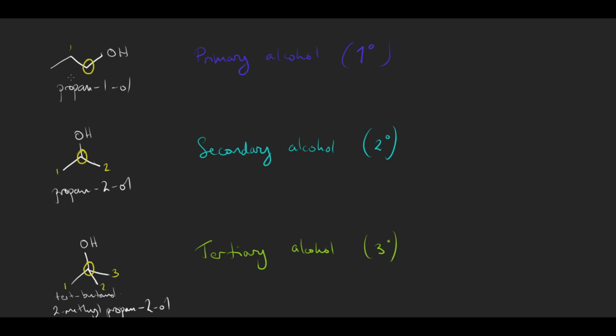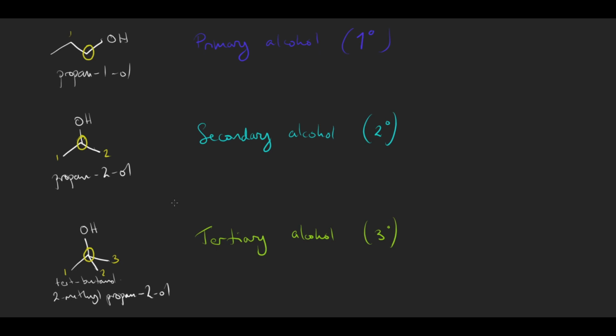So again, propan-1-ol, there is one carbon bonded to the carbon which is immediately adjacent to the oxygen. In propan-2-ol, there are two carbons that are bonded to the carbon immediately adjacent to the oxygen of the alcohol. And in 2-methylpropan-2-ol, I have three carbons that are bonded to the carbon which is bonded to the oxygen. So that possibly sounds a little bit confusing, but hopefully you can see just by looking at those drawings, those chemical structures, what we mean by primary alcohol, secondary alcohol, and tertiary alcohol.